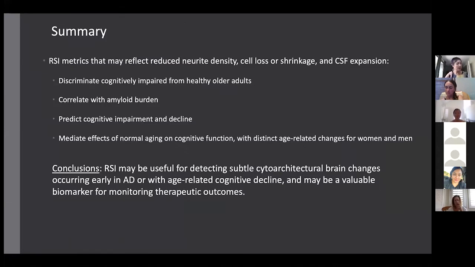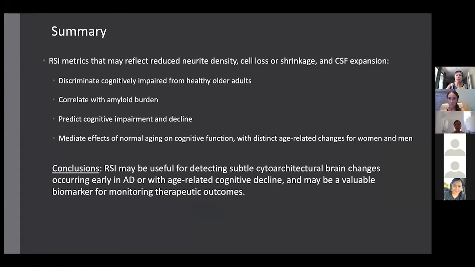So to summarize, we found that a range of RSI metrics that we believe reflect reduced neurite density, cell loss, or cell shrinkage were able to discriminate between cognitively impaired and healthy older adults. They also correlated with amyloid burden. They predicted rates of cognitive decline and disease progression. And they also mediated effects of normal aging on cognitive function with distinct age-related changes for women and for men.